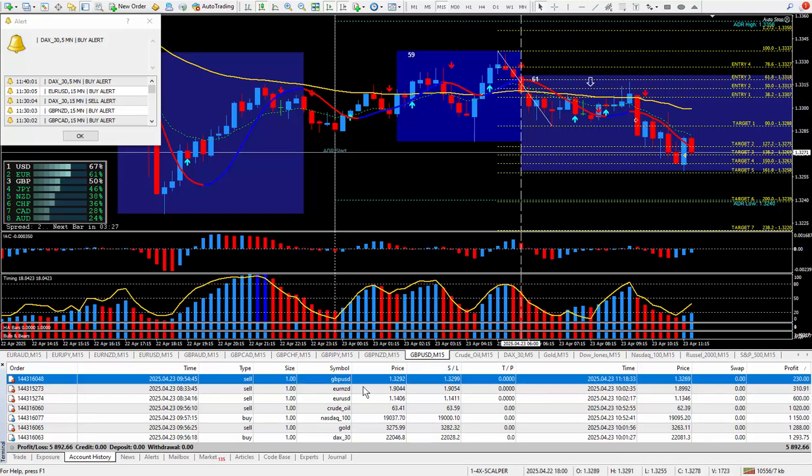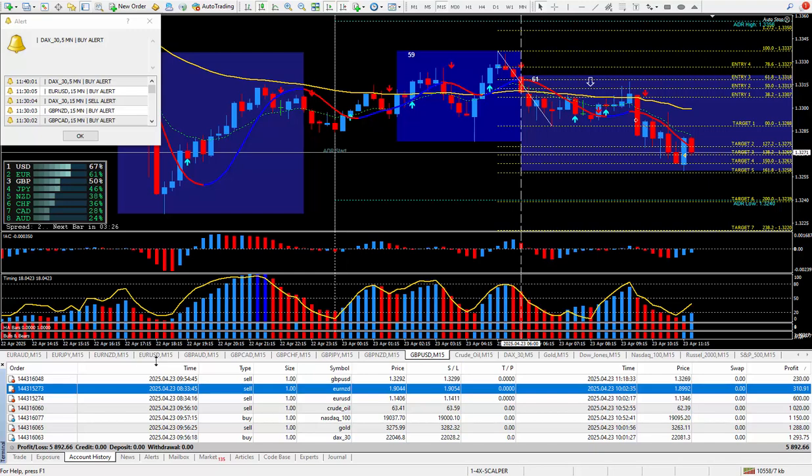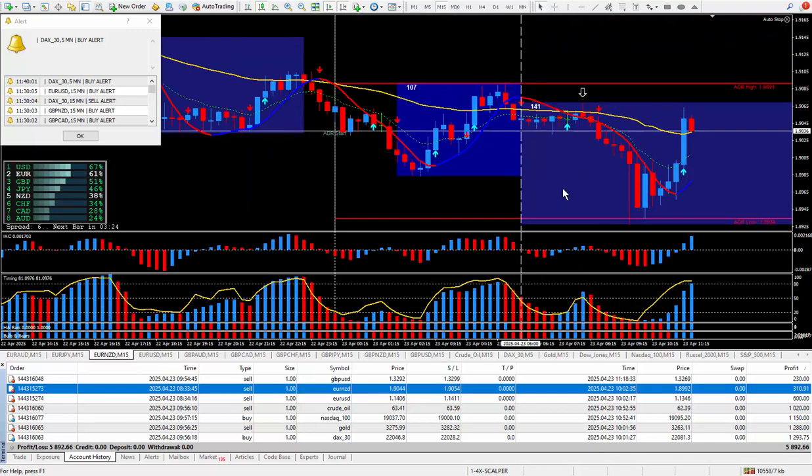Moving right along to the Euro New Zealand. Wanted to be selling this. So let's drag and drop this up, see where I got in at. So daily trade plan was saying to sell. Scalper said to sell, super signal.